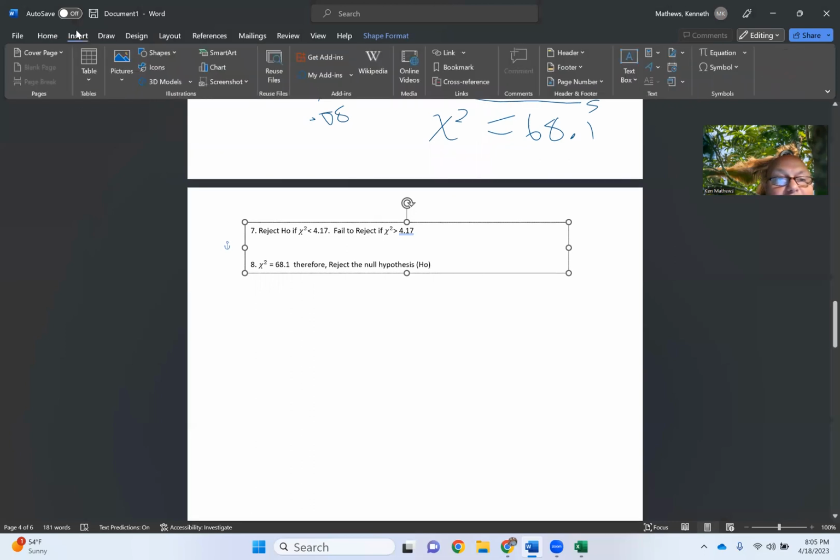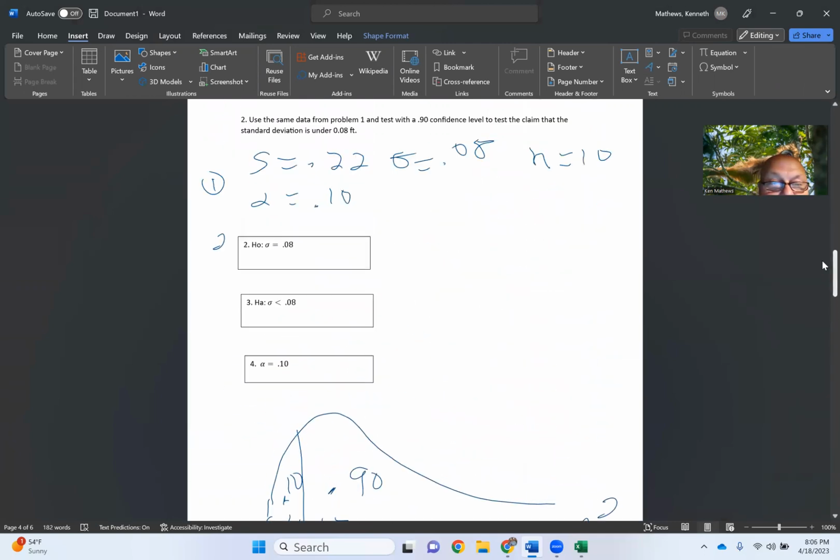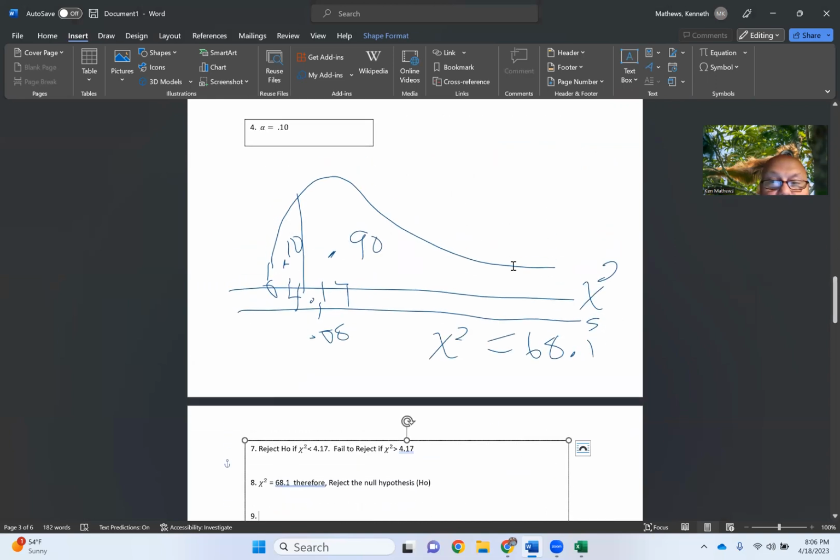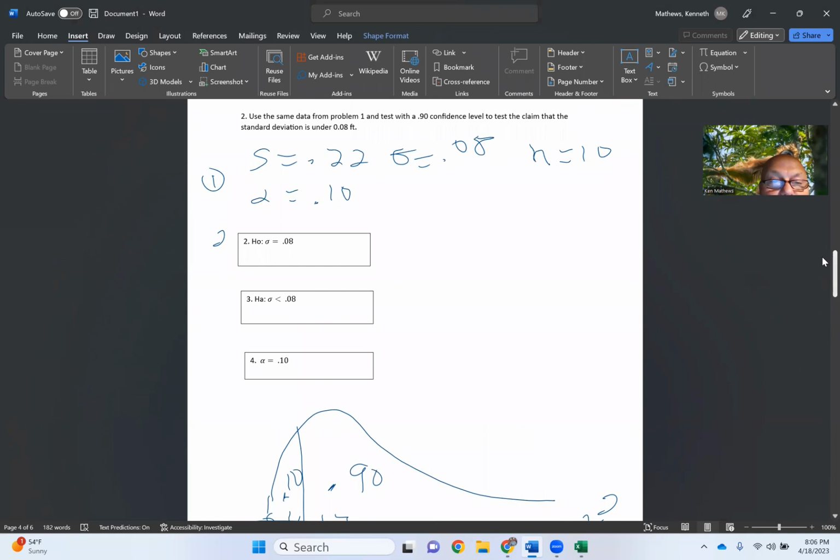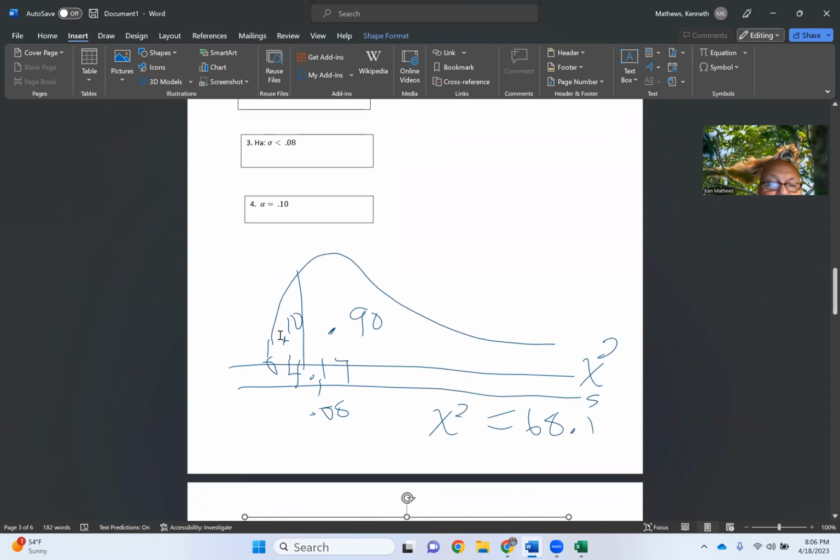All right, so now if I pull this down, make it a little bigger. Step 9, what do we conclude? Let's look at our alternative hypothesis. Since it was way over here, we're going to reject the null hypothesis. And really what we can say is that the standard deviation is greater than 0.08, because it didn't fall in there.